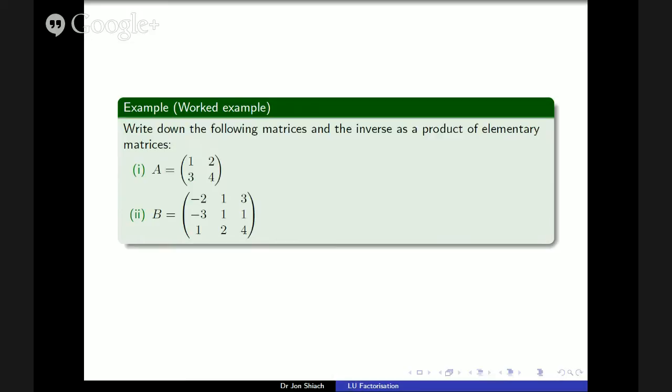The next thing I did was I added 1 lot of row 2 to row 1, and that's going to be inverted. And here I multiplied row 2 by minus a half. So M2 minus 1/2, that's going to be inverted.